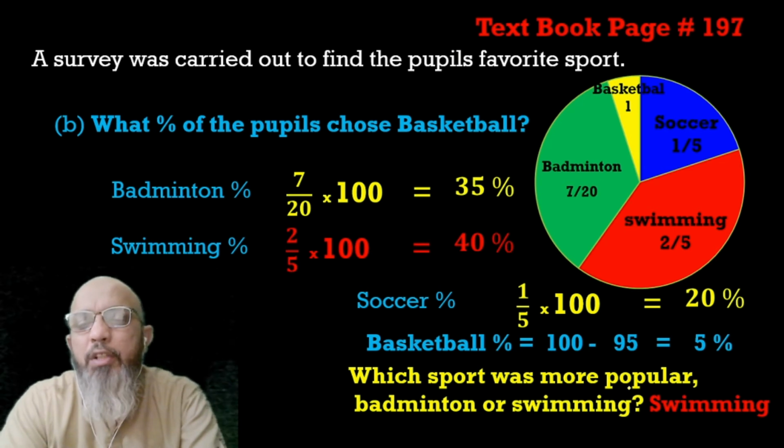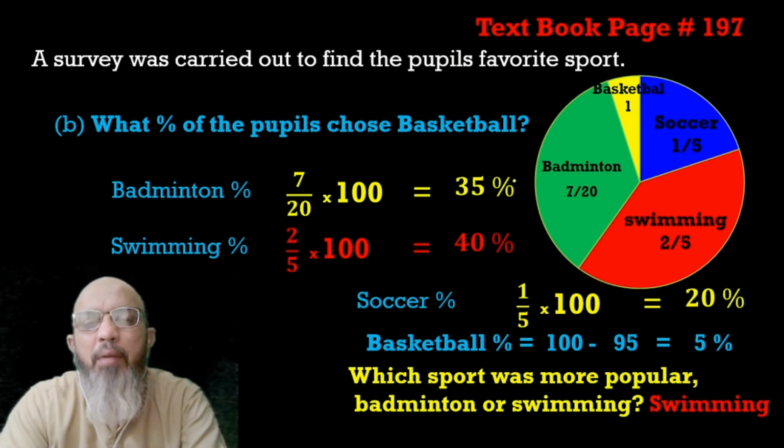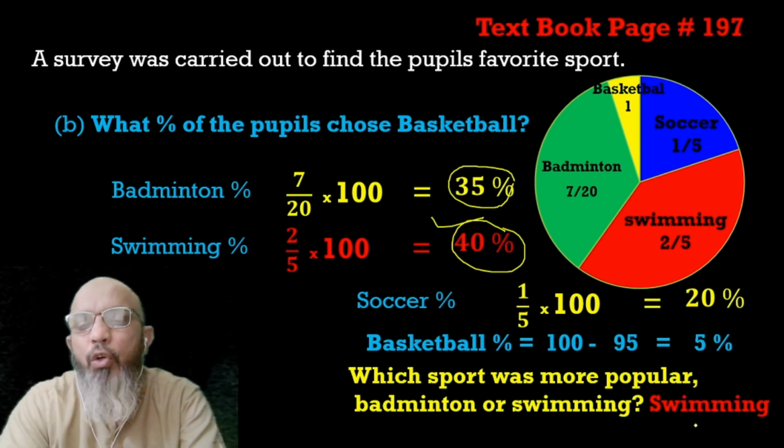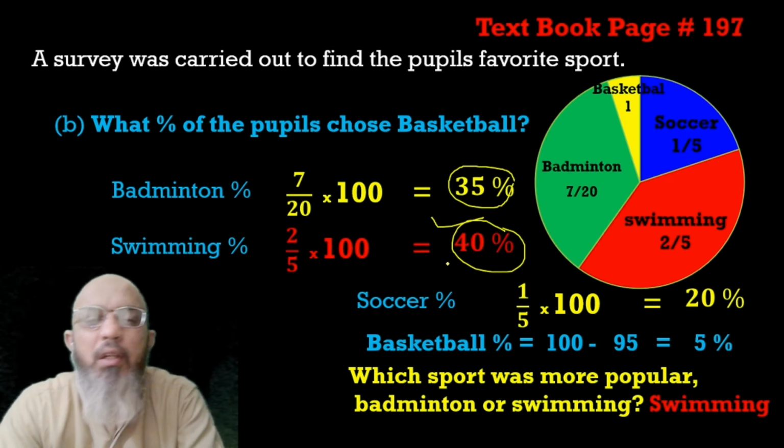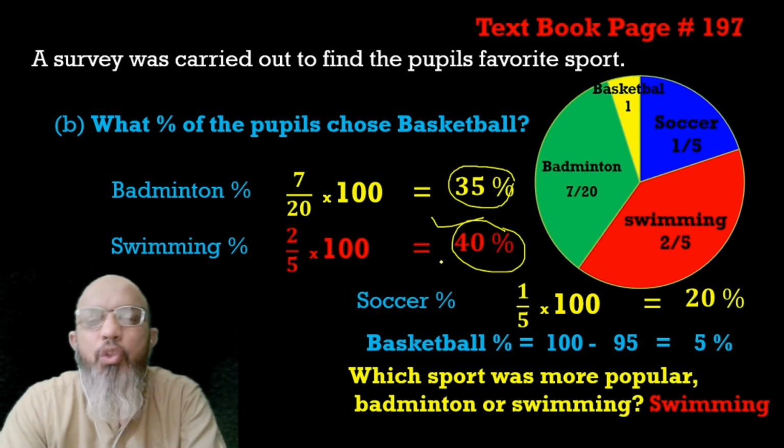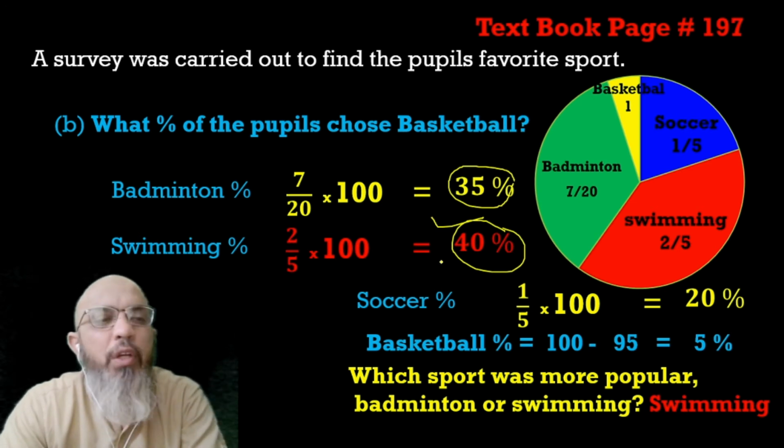Which sport was more popular, badminton or swimming? So just look here, which one is more? Badminton, what percentage of badminton? That is 35. And what percentage of swimming? That is 40%. So which percentage is more? That is swimming. It means 40% of the pupils like swimming as their favorite sport. So I hope you understand.